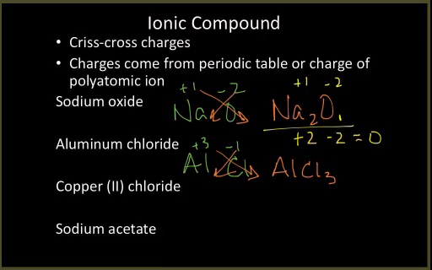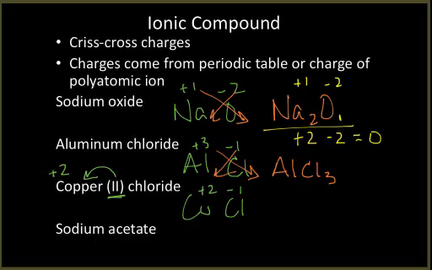Our next example is one of those multiple charge metals that we just talked about. When you have a Roman numeral, that belongs to the metal. So that Roman numeral 2 tells me that copper is a +2 charge. So copper here would be +2. Chloride again comes from chlorine. That's a -1, just like before. Crisscross those, and we get CuCl2.